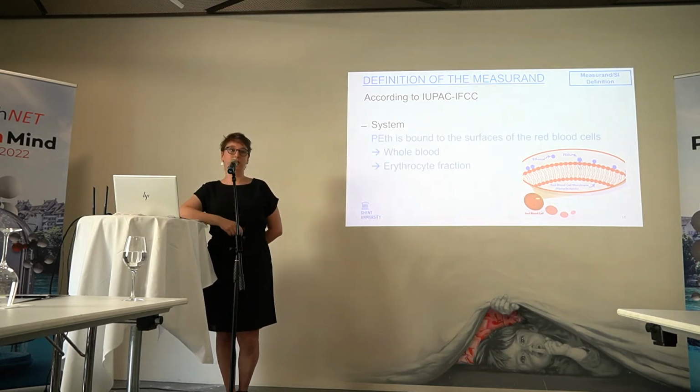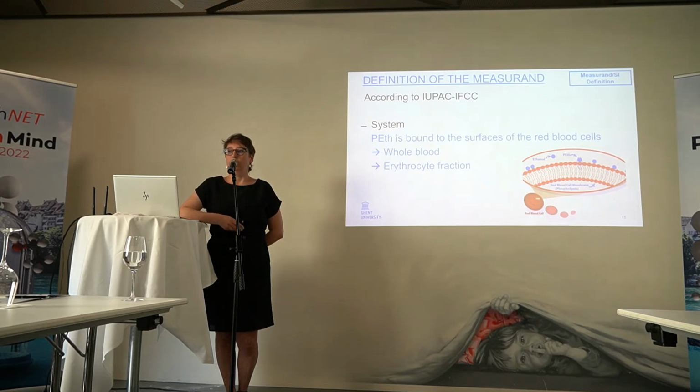And the system, I think, should be very clear. As PET is bound to the surface of the red blood cells, it should be either whole blood or maybe the erythrocyte fraction of the whole blood. Now, the latter I will not go into further, because I think nobody in the room does a measurement on the erythrocyte fraction, and I don't feel that that is the way we would like to go, because it complicates things a lot.